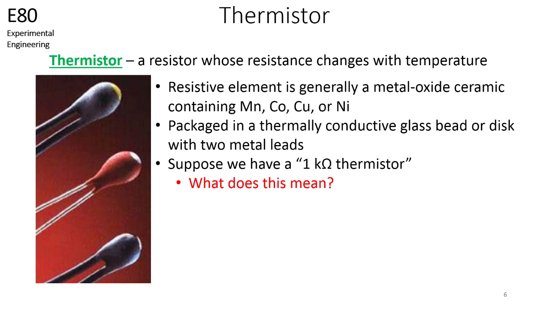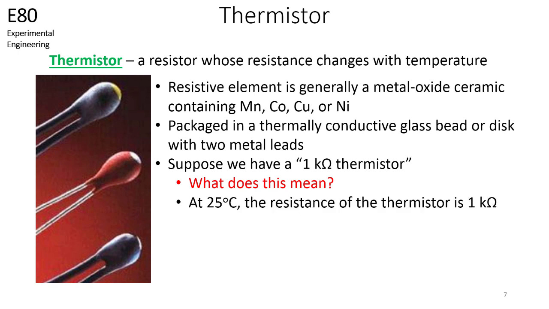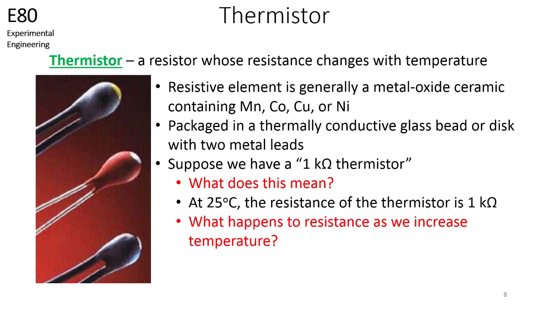What does this resistance mean? Well, it means that at some reference temperature, such as 25 degrees Celsius, the resistance of the thermistor will be 1 kilo ohm. This resistance changes with temperature. So, what would happen to the resistance of a thermistor if the temperature increases? Well, it all depends on the type of thermistor that you are working with.